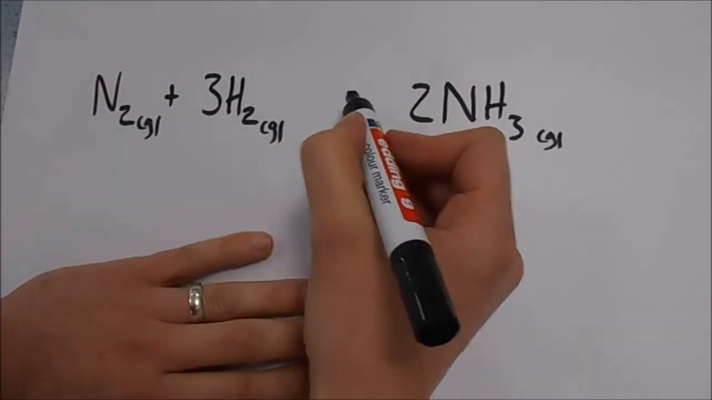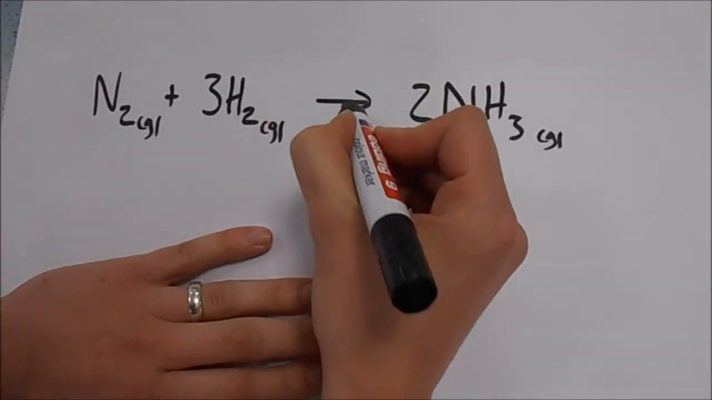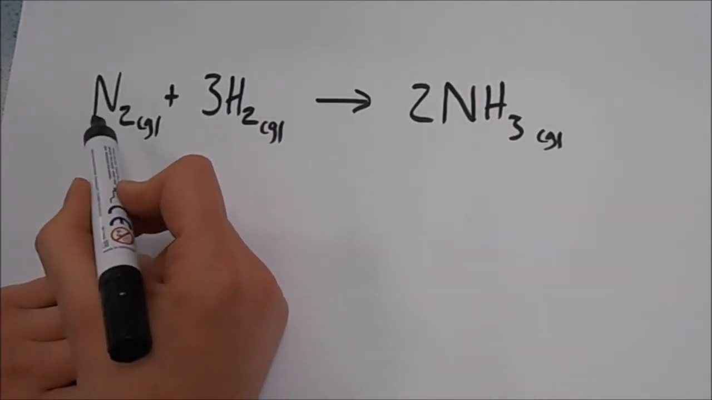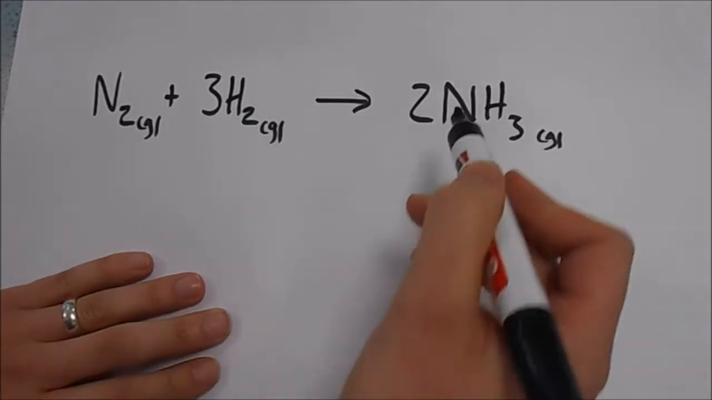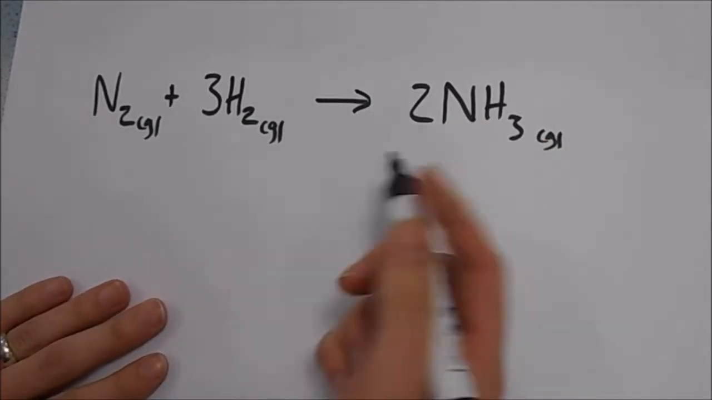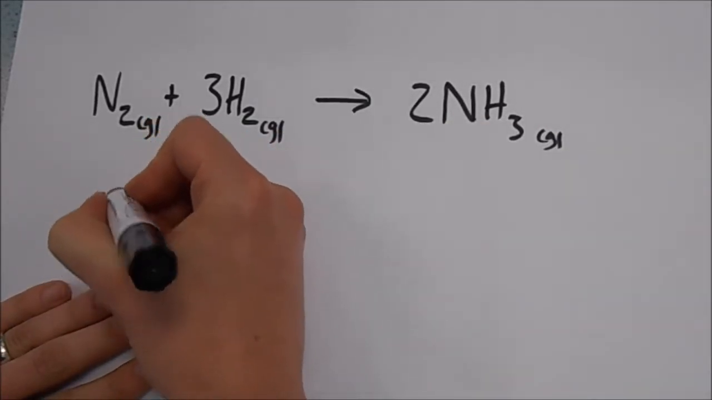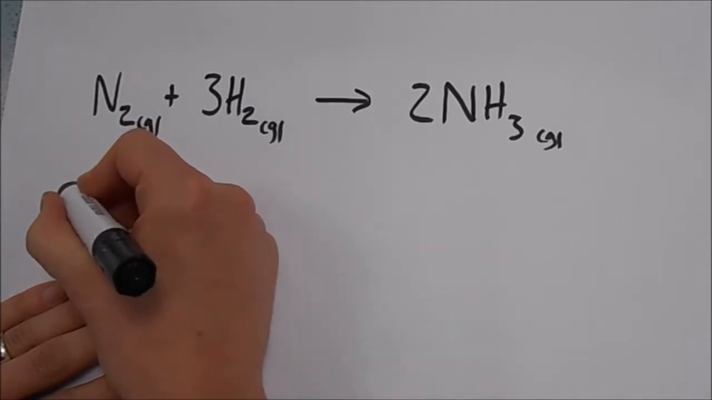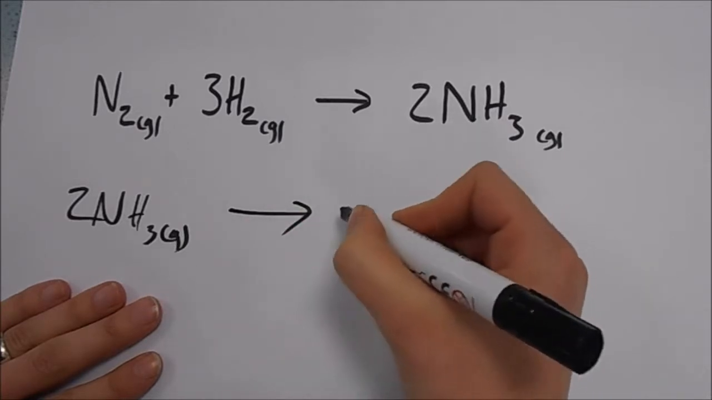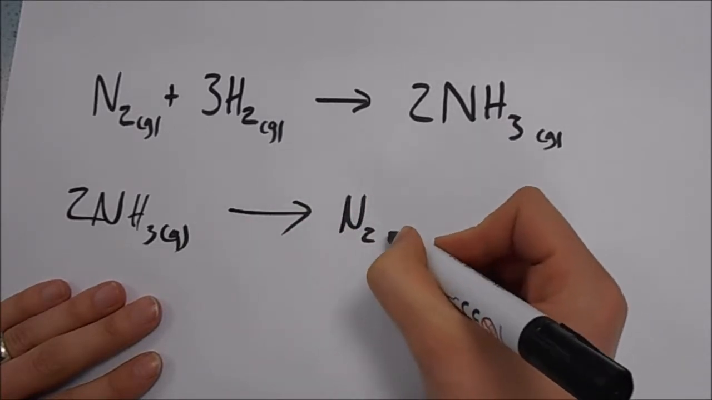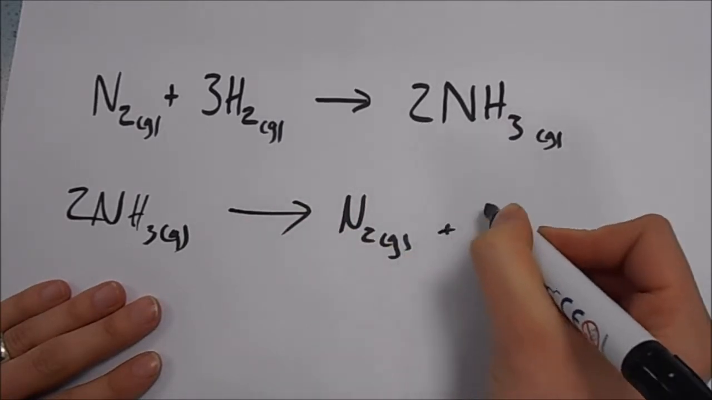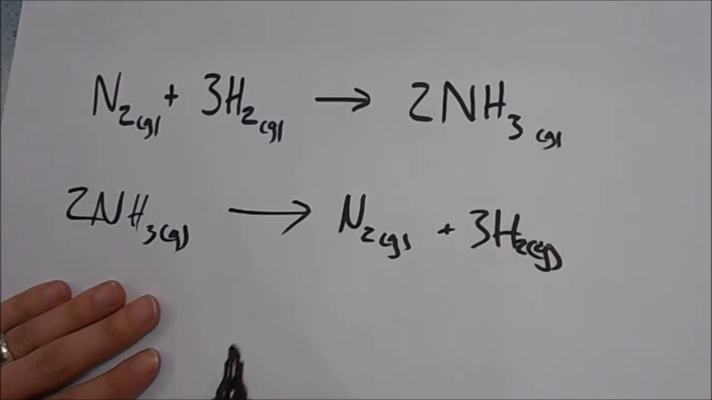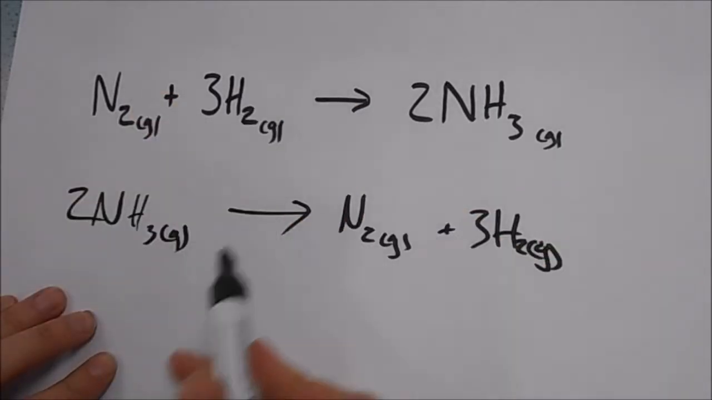Some reactions, however, don't work like that. Some reactions, like this one here, which you may recognise, work differently. We have nitrogen and hydrogen reacting together to make ammonia. However, if you leave ammonia to its own devices, it will actually break back down into nitrogen gas and hydrogen gas. And what that means is that this reaction can go both ways.